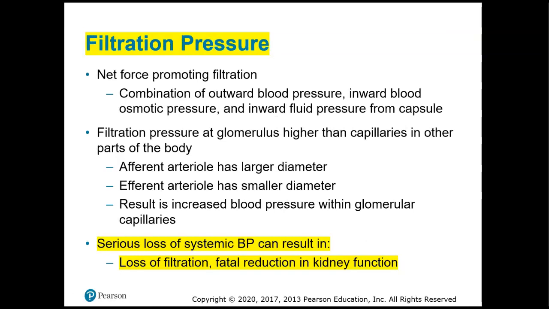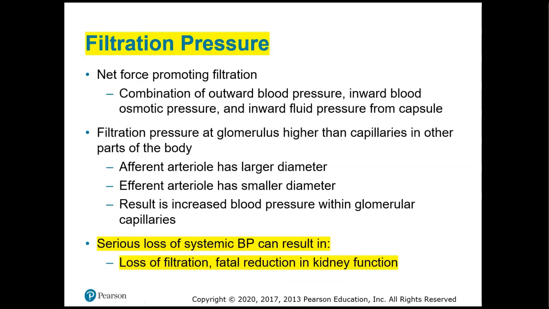All right, so where does the filtration pressure come from? It's a combination of pressures that contributes to it, but the primary force that contributes to the filtration pressure is blood pressure. So if there's a serious loss of systemic blood pressure, then that can result in the loss of filtration and a fatal reduction in kidney function.